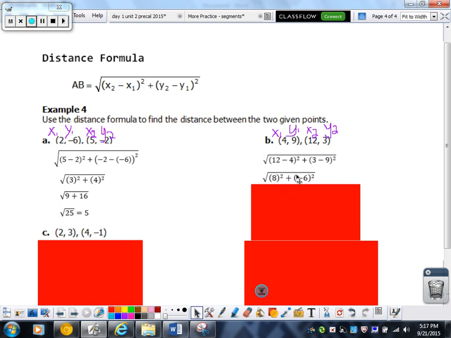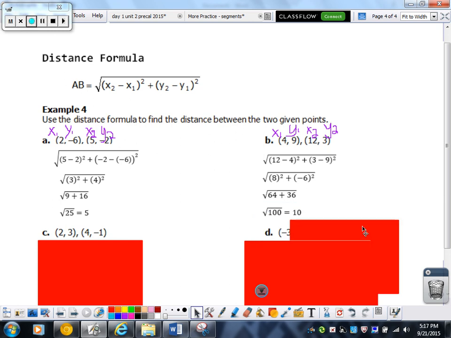It's important to use parentheses here, especially if you're plugging into a calculator. 8 squared is easy enough, 64. Negative 6 times negative 6 is going to give me a positive 36. 64 plus 36 is 100, and the square root of 100 is 10.